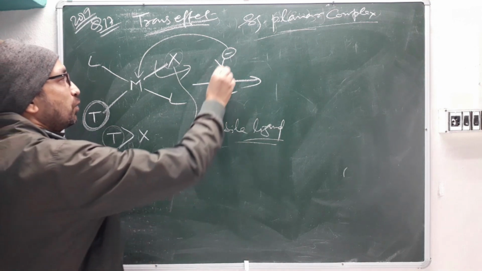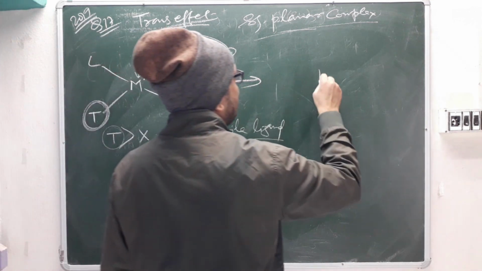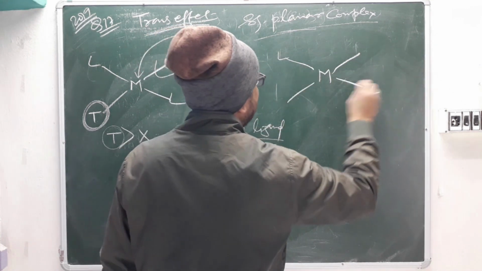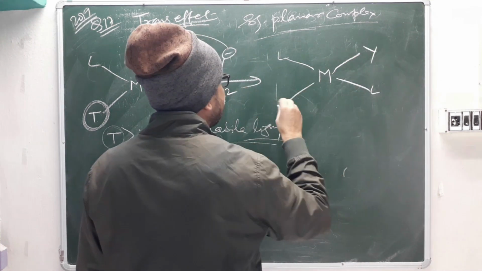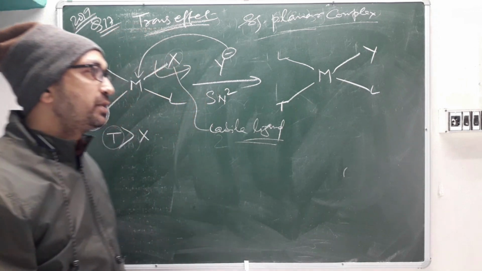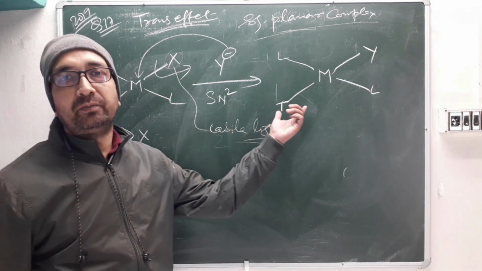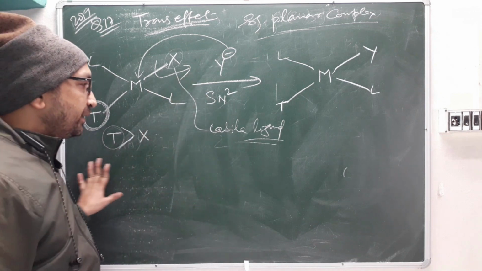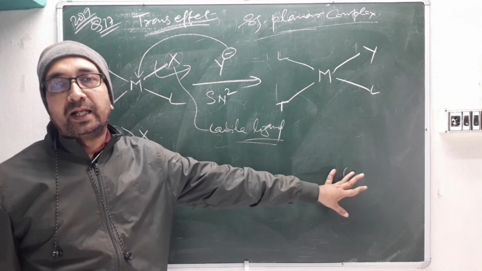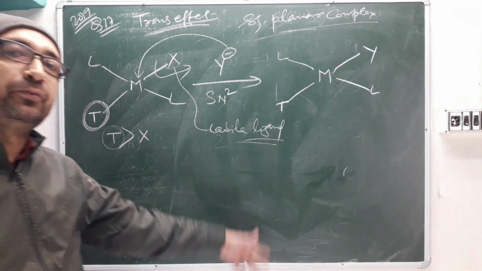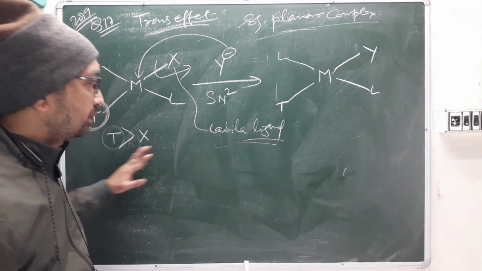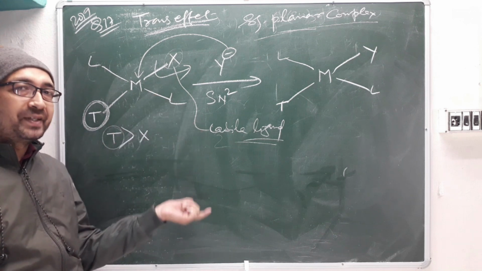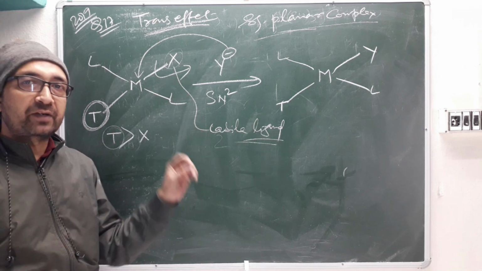So now Y will come here and sit over here. So the final structure will be: these two will be ligands, this Y will come and sit here, and this T is already present over here, right? So based on this, I'll give you one trans effect series, and if you solve 2 or 3 problems, you will be a master in this trans effect.